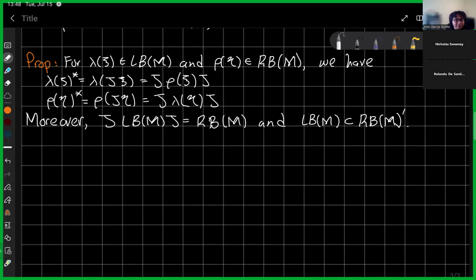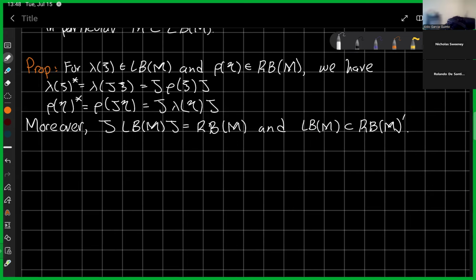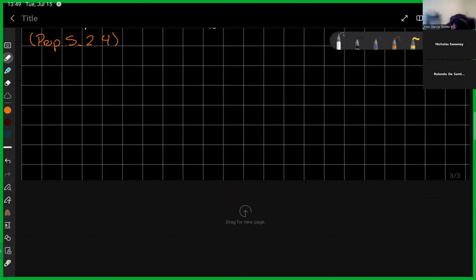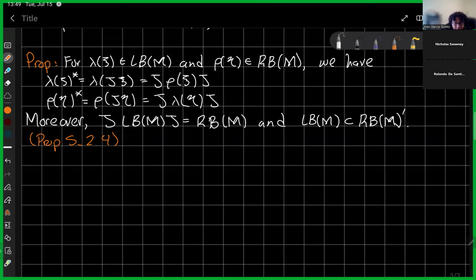I don't have time for a little piece of the proof. So this is Proposition 5.24. You can go and look at the proof. I'll just leave it like that. The proof is not too bad. It's just a bunch of computations that are pretty straightforward. So now we're ready to write our main theorem.